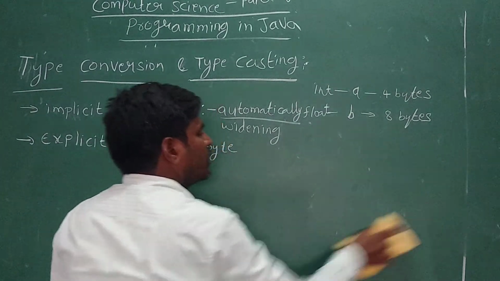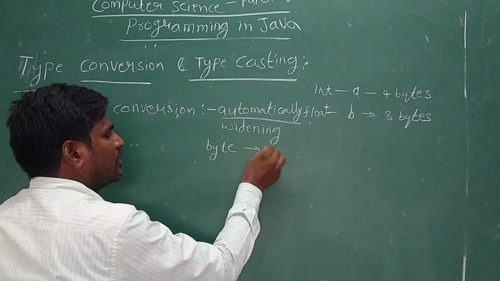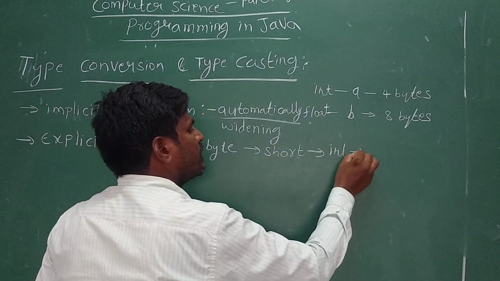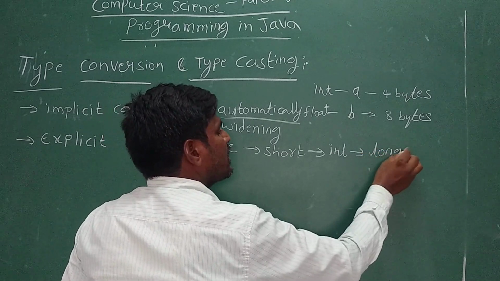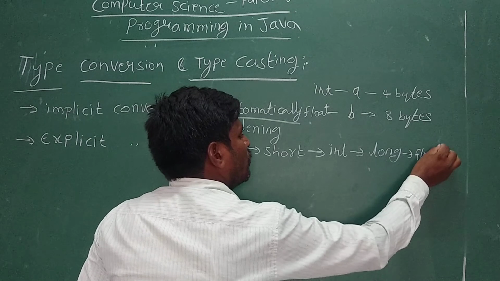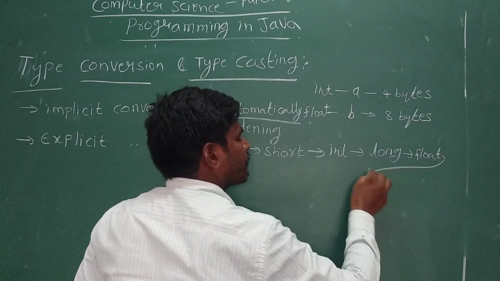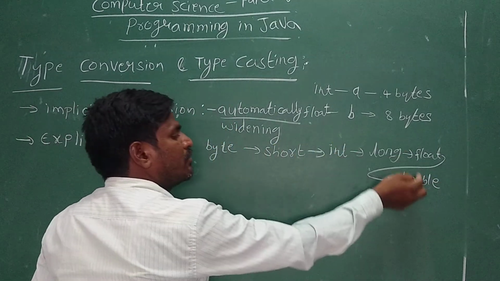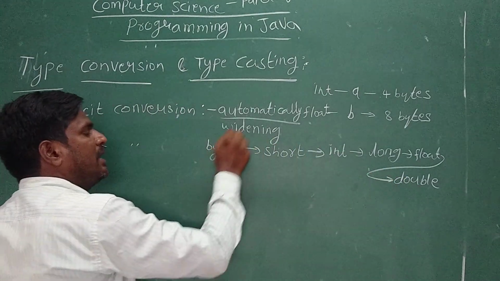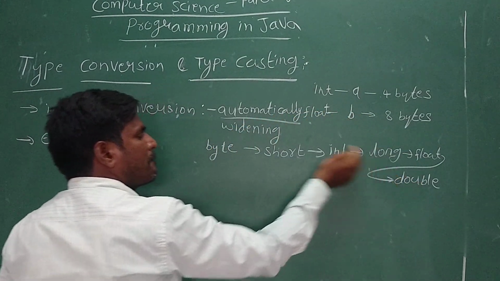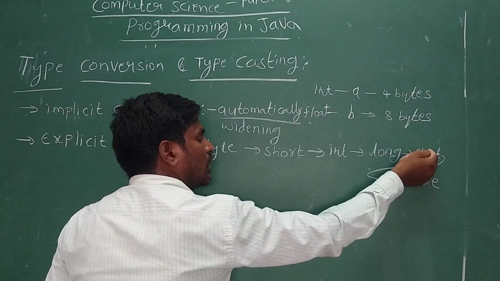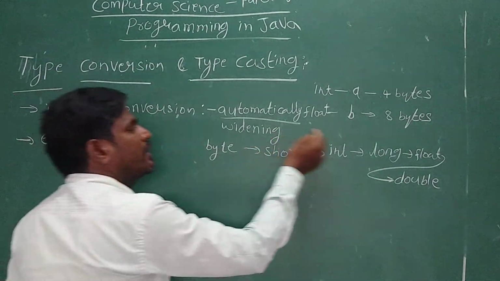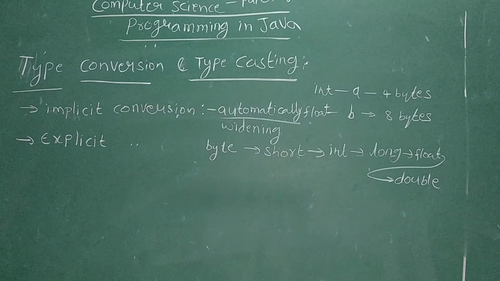Byte can be converted into short. Short can be converted into int. Int can be converted into long. Long can be converted into float. Float can be converted into double. A short variable can be converted into double automatically. A byte variable can be converted into double automatically. A byte can be converted into float automatically. An int type can be converted into double type automatically. When it is automatically converted, that is called an implicit conversion.